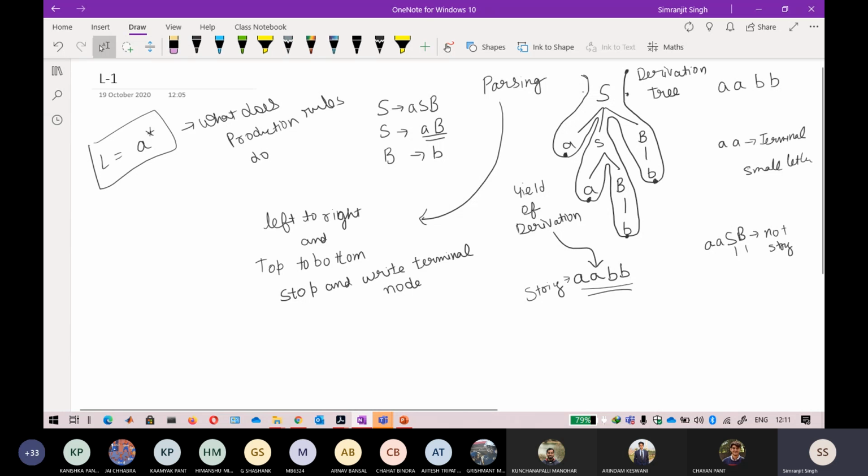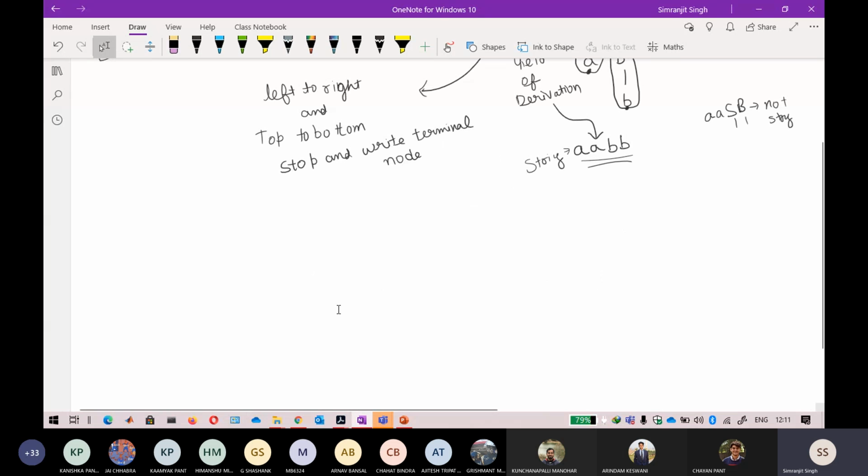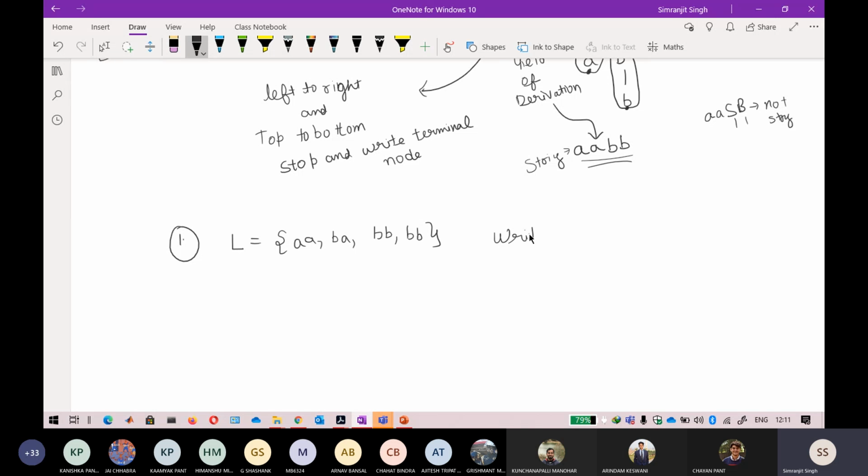Let me take an example that will be more beneficial to you. Suppose this is the first language, one of the easiest that I will take, where the length of the string is 2. That is the classic question that we have done in class. Now write a grammar corresponding to that language.